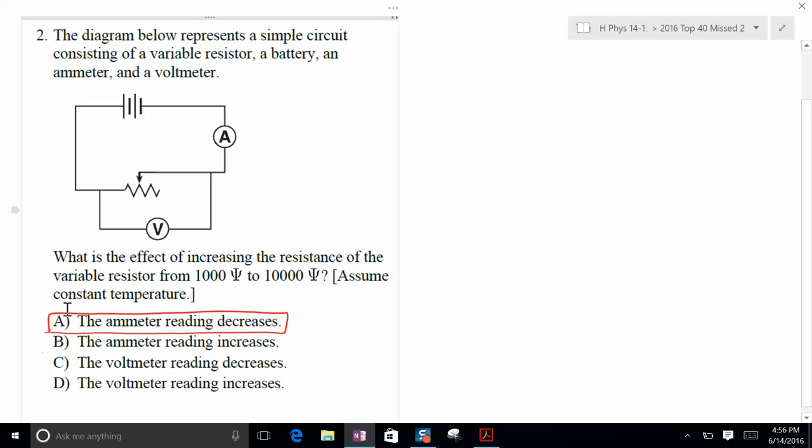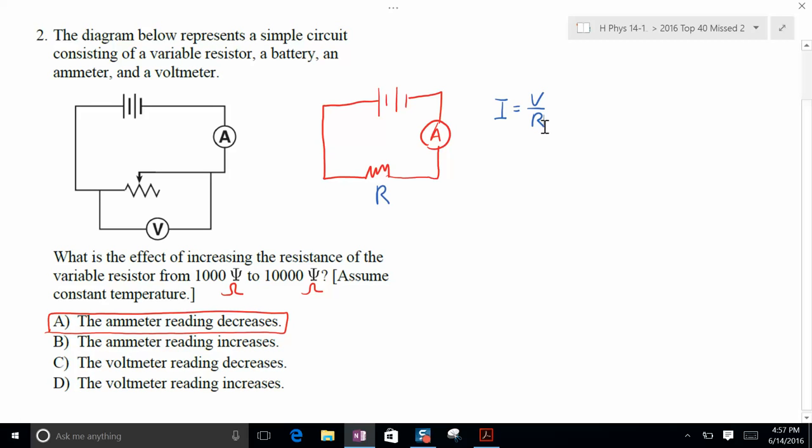The answer is A. Now, one thing, the way this printed, this should say ohms. And 2, I think what confused students was the concept of a variable resistor. If you just redraw this, it's a lot easier to answer. Here we have a resistance that's changing, and as the resistance increases, and the voltage stays the same, the current has to decrease.